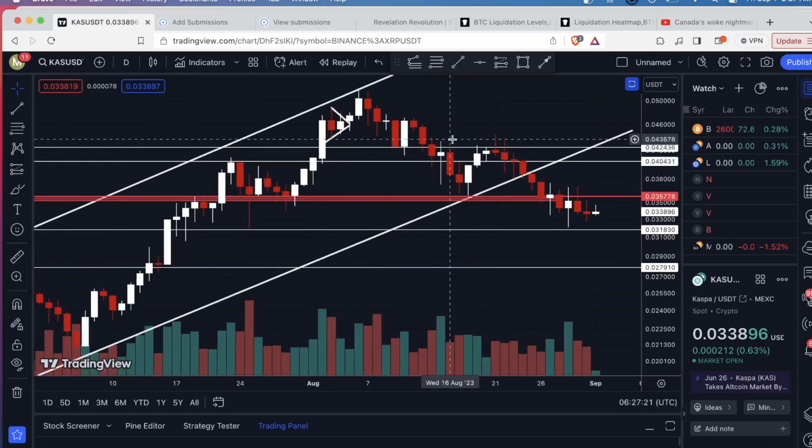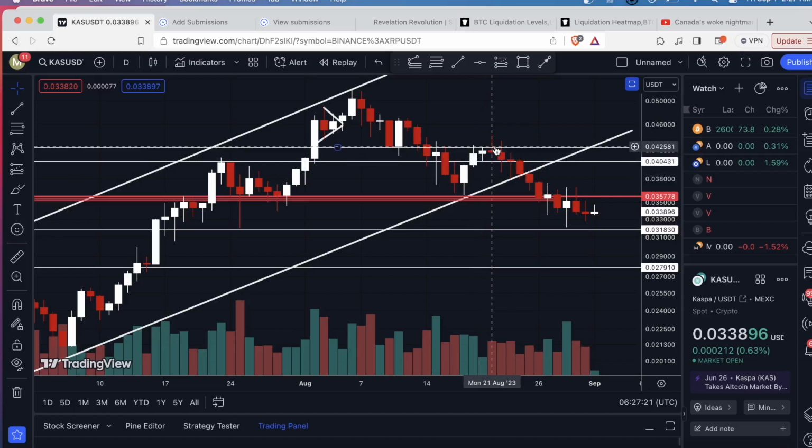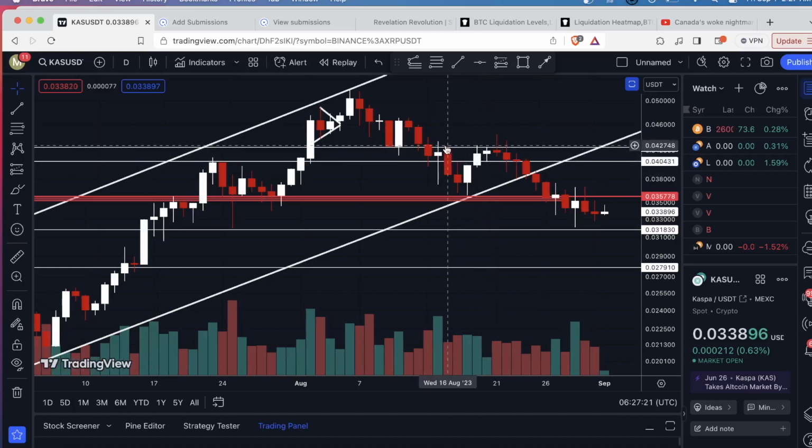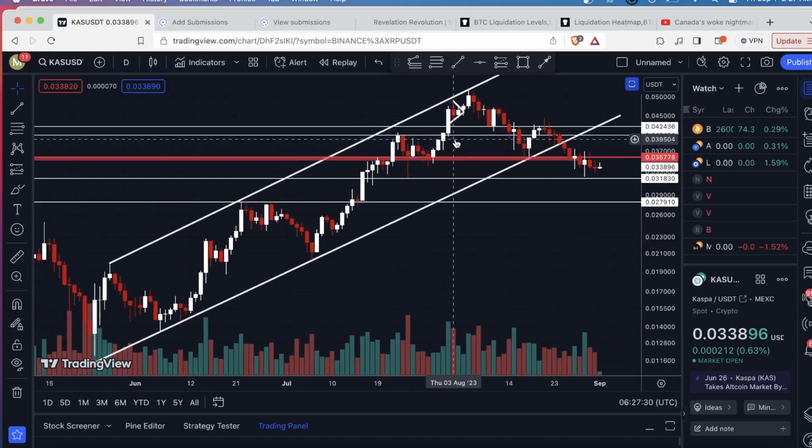But as you see, the price came up and it got rejected off this horizontal level of resistance that I already had drawn on the chart. So just to recap, if you haven't seen my previous videos on Kaspa, I'll zoom out, and these are the levels that I recommend that you draw on your chart. And since we drew these levels on the chart, the price has really been respecting them, okay?